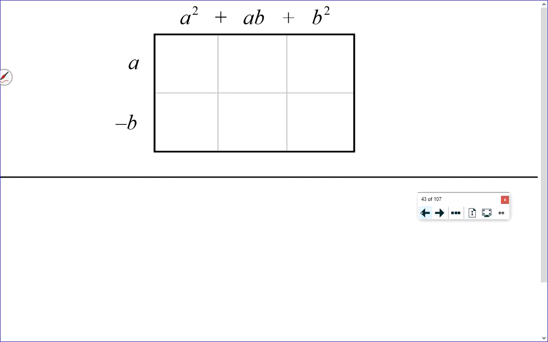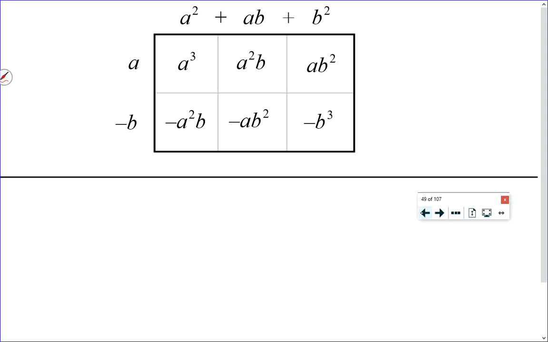So you multiply them like a matrix. A times a squared, a times ab, a times b squared, a squared times negative b, ab times negative b, and negative b times b squared. And you get these 6 terms.